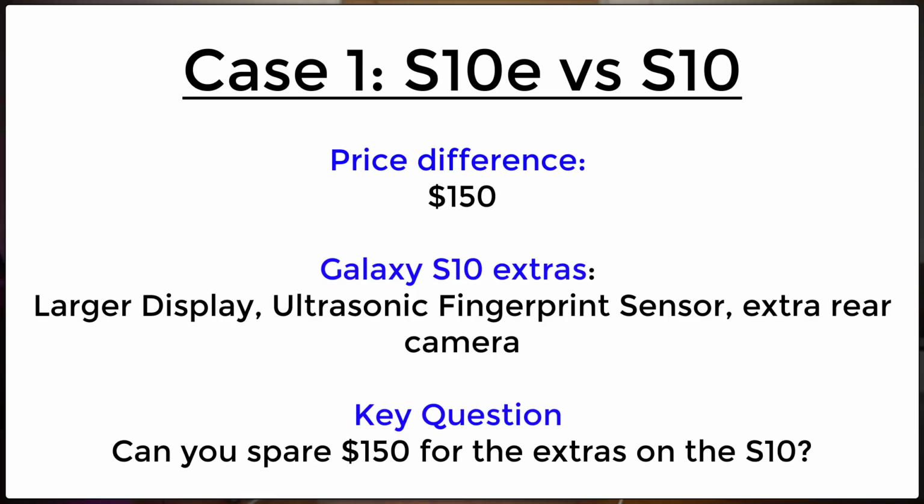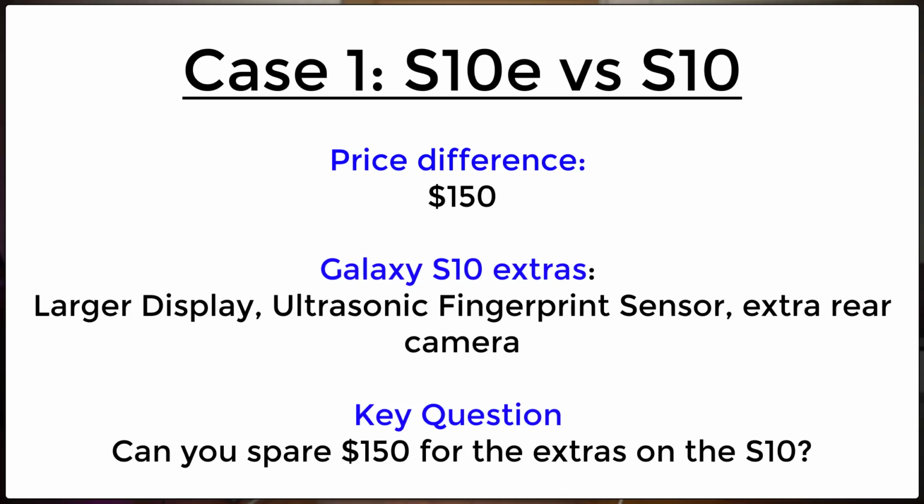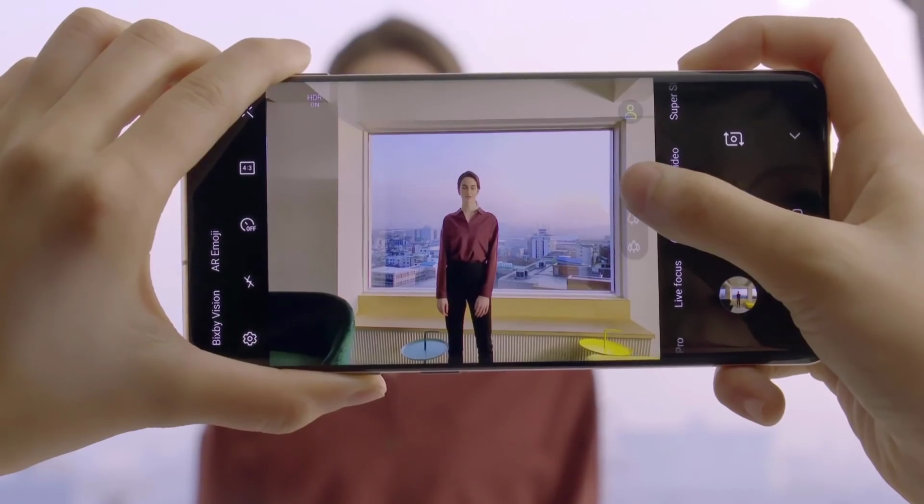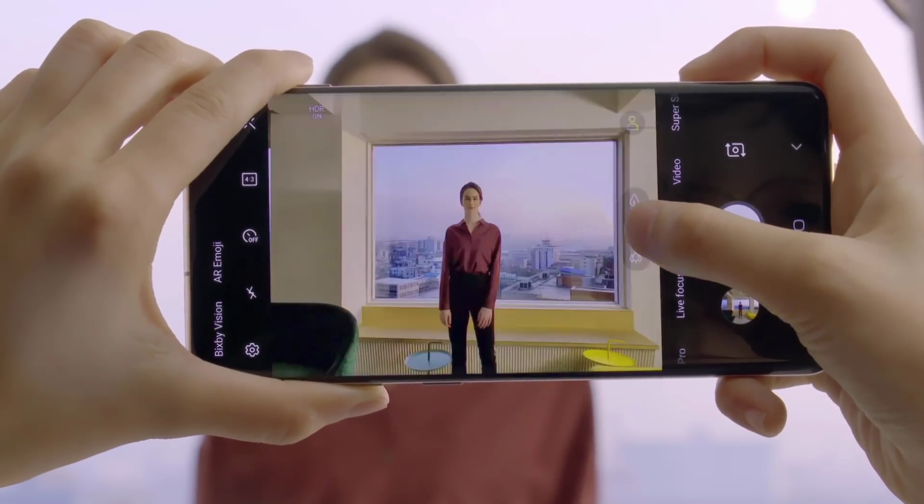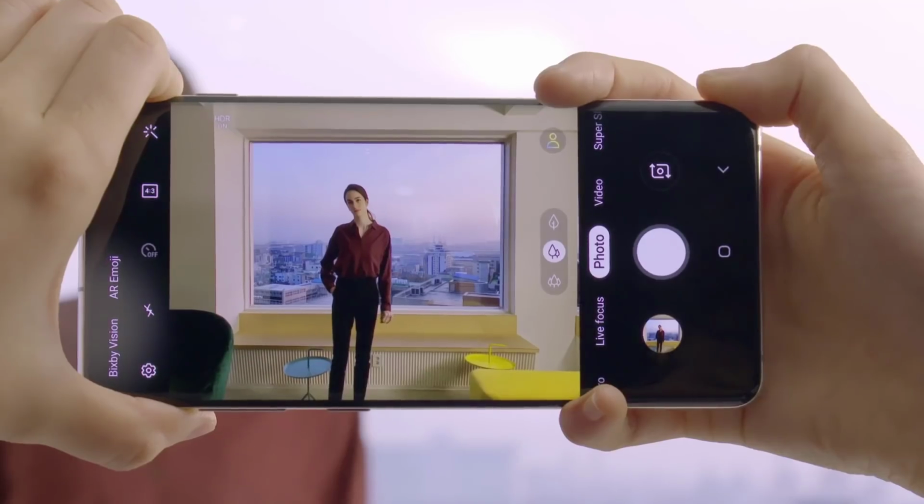So again, just to be very clear, for $150 from the S10e to the S10 will get you the ultrasonic fingerprint sensor that I happen to like, and of course the larger screen real estate that I also happen to like. So the question for you would be, for $150, are you willing to pay for the ultrasonic fingerprint sensor? Are you willing to pay for that one extra camera on the rear that is a telephoto camera, the portrait camera, the one that zooms in optically 2 times? And of course, do you want that larger screen? That's what you're getting for $150.